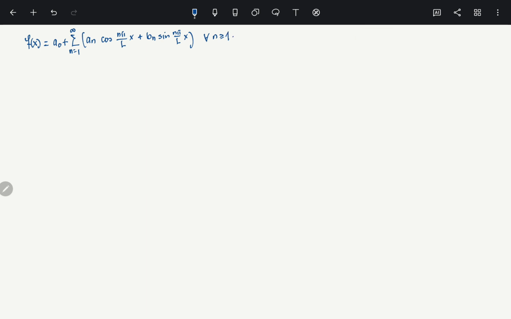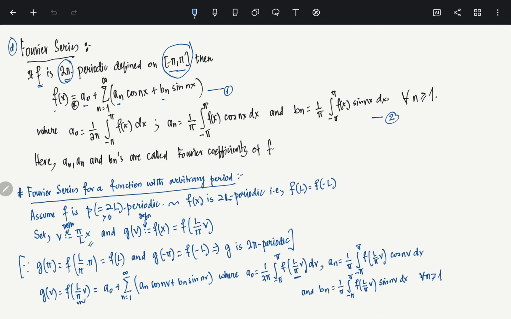Okay, and what are the Fourier coefficients? Where a naught is 1 by 2L, integral from minus L to L of f of x dx. Okay. Let me do this part so that it is not a big issue for you.